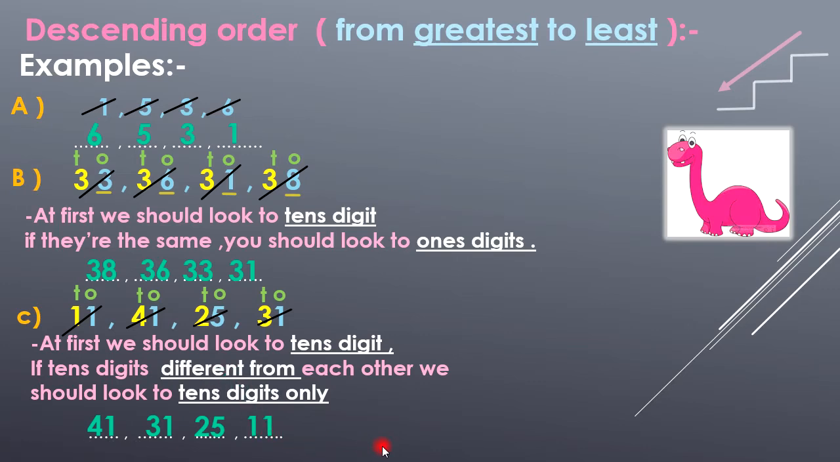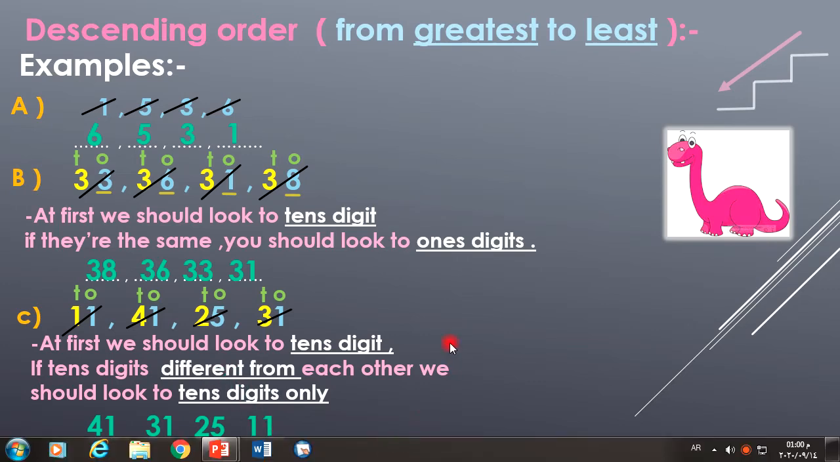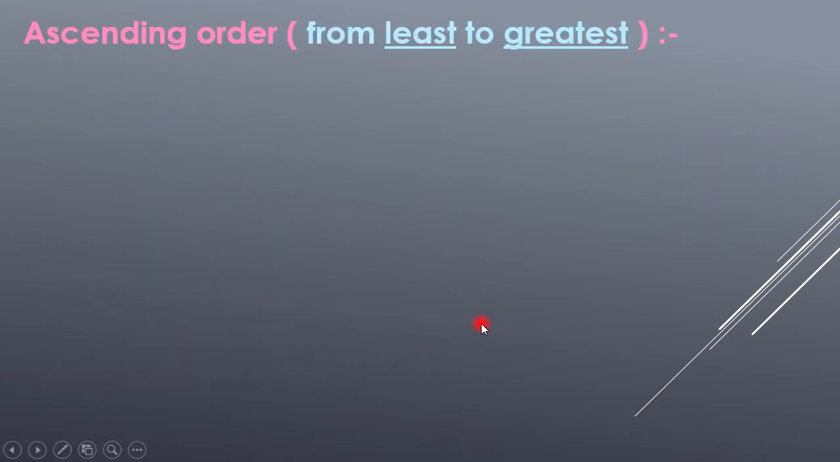So here we know how to order numbers from greatest to least. Now we will talk about ascending order. Ascending order, and we said that ascending order means that we start from the least number to the greatest number. Ascending order means from least to greatest.